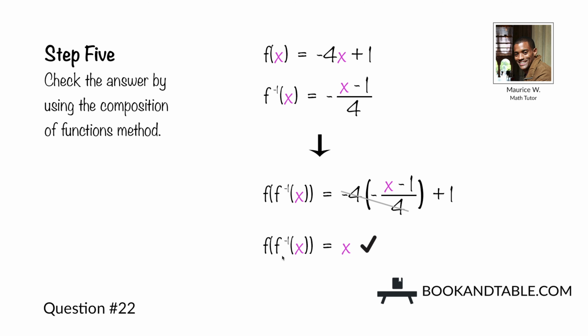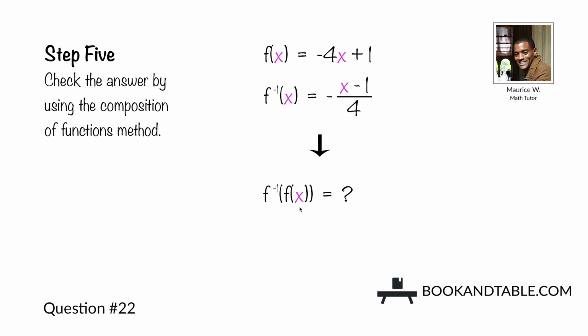So now we want to switch the order of these functions, and now test this order to see if we get x. So we write the expression for the inverse function, negative x minus 1 over 4. And then we replace this x here with the expression of the inner function, the f function. So we get negative 4x plus 1 minus 1 in the numerator. And now we evaluate. 1 minus 1 cancel each other out, leaving us with negative 4x over negative 4. Negative 4 over negative 4 cancel each other out, leaving us with just x. So the composition of functions confirms that the inverse function is negative x minus 1 over 4. So that is the answer to question number 22.